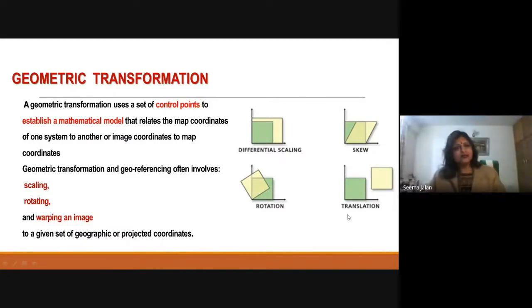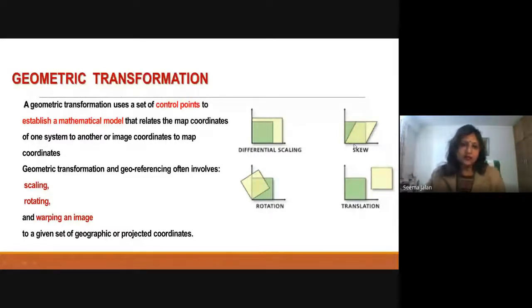So here you just understand that when we run geometric transformation, there may be these types of changes in my output map, as it may be scaled differentially in the X and Y direction.